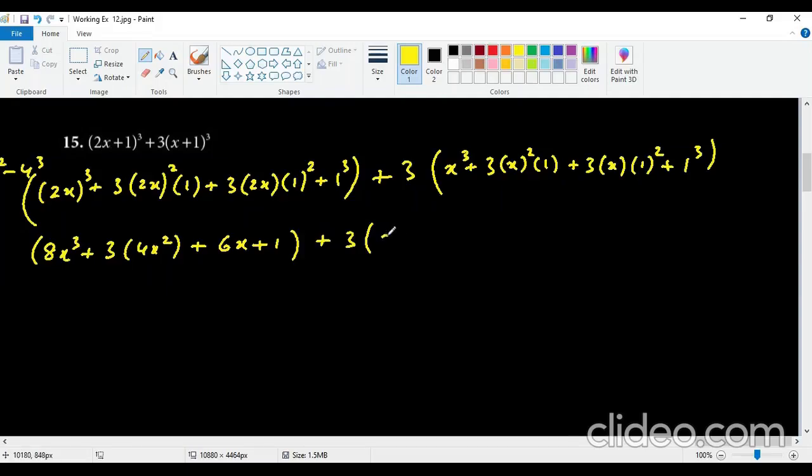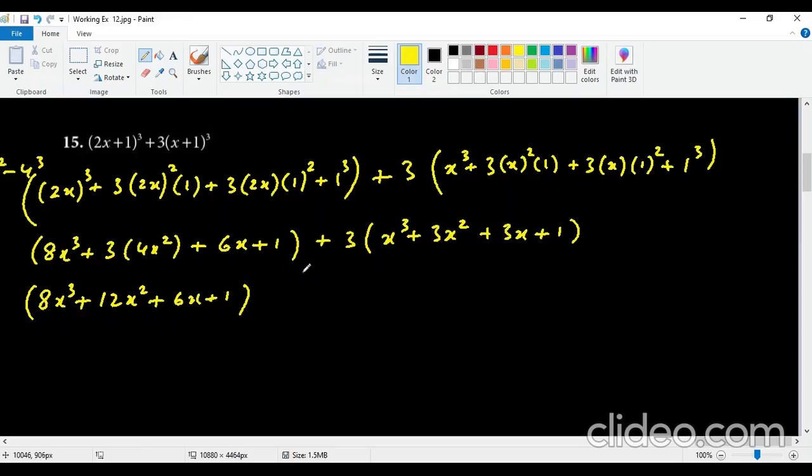Now let's see what the second bracket gives us. x³ and plus 3x² and plus 3x and plus 1. Now we should multiply this 3 with the bracket. So I will write 8x³ and 3 times 4 is a 12x² and plus 6x plus 1. This is the first bracket, and then 3x³ plus 3 times 3 is a 9x² and plus 3 times 3 is a 9x and plus 3, something like this.